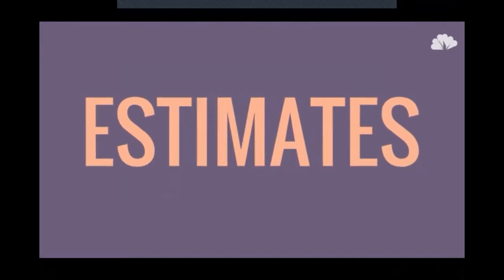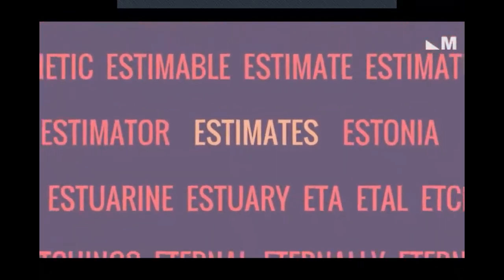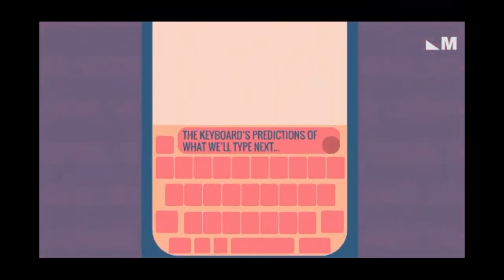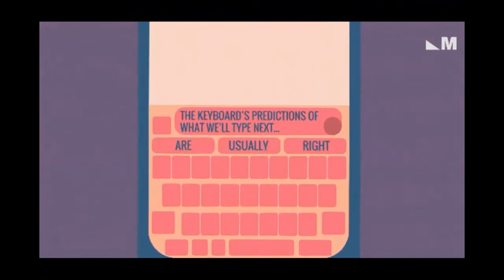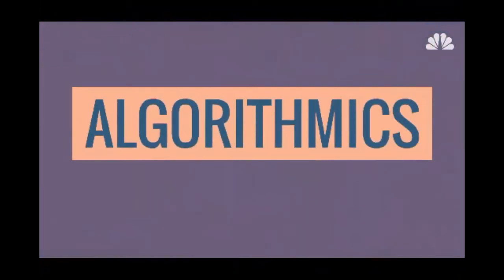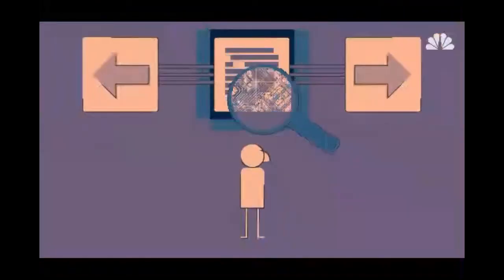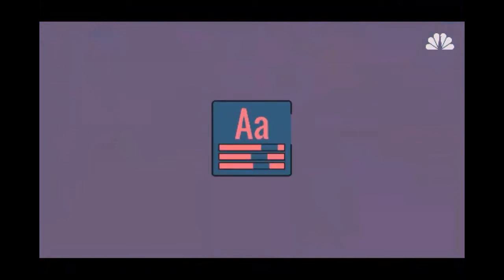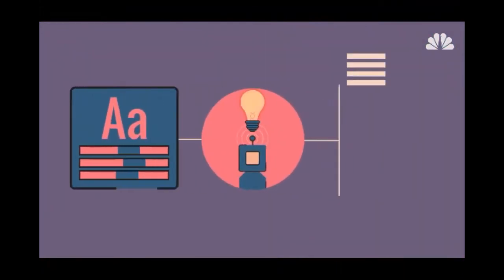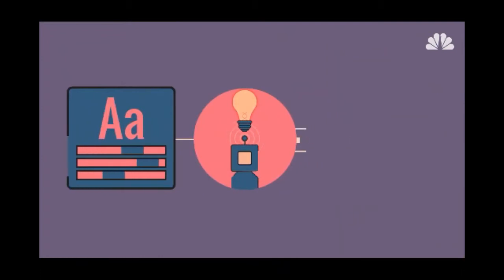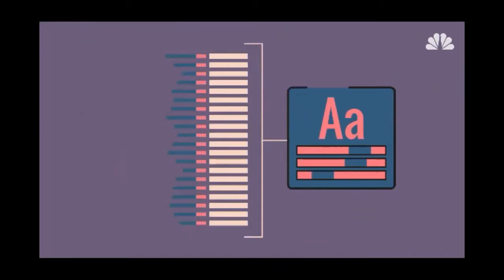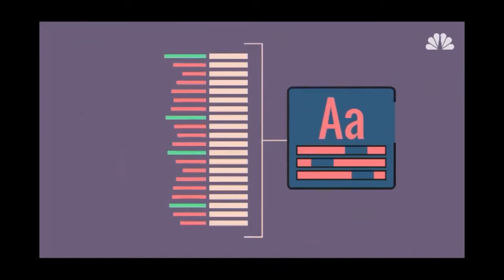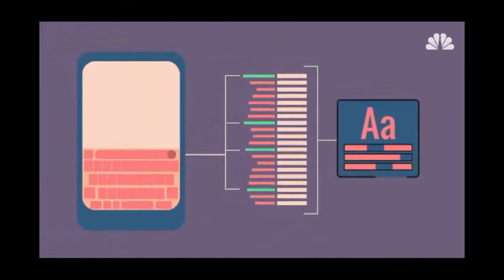Some estimates say the English language contains nearly 500,000 words. And yet, when we tap out text messages on our phones, the keyboard's predictions of what we'll type next are usually right. So, how does it know what we'll text next? This is Algorithmics, the space where we explore how invisible, computer-controlled, database sets of rules are making decisions for us every day. Over time, a predictive text system uses machine learning to figure out which words you tend to use. It creates a sort of personalized dictionary of these words, and it scores them based on the probability that you'll use them again. The higher the score, the more likely the word will be suggested to you as you type.